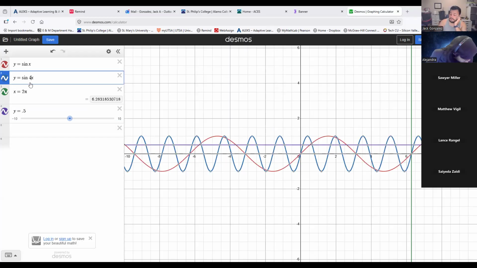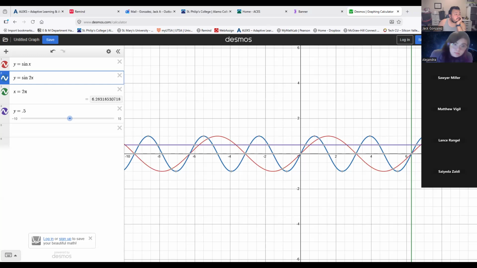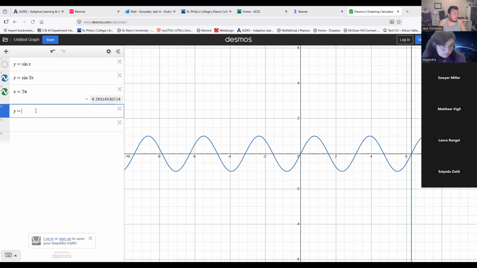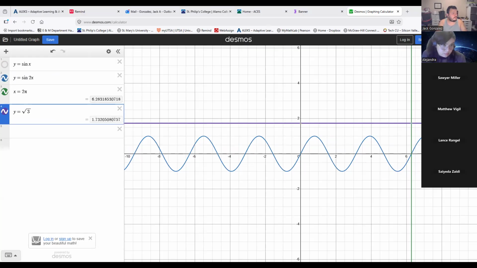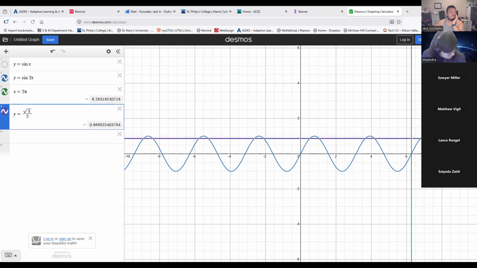Okay, so we have a double. So that green line is the end of the period, 2 pi. They want all the answers from 0 to 2 pi. The ones that they want are square root 3 over 2. So how many times does sine 2x intersect with that number? These would be all the solutions that belong to sine 2x equal to square root 3 over 2.